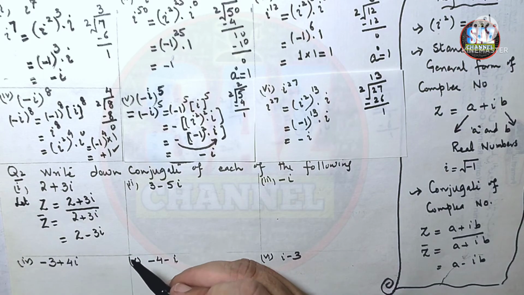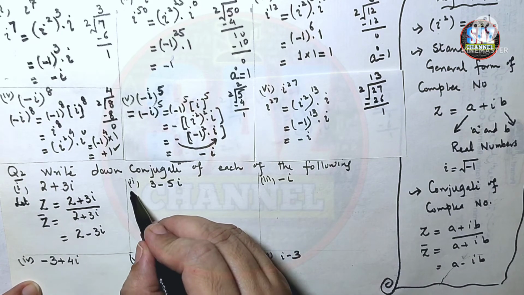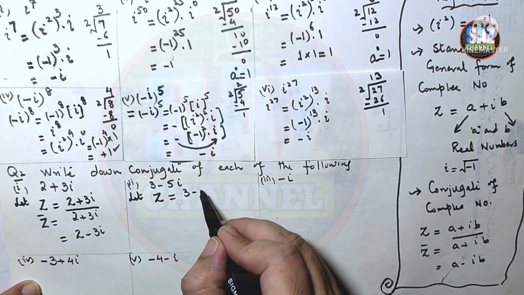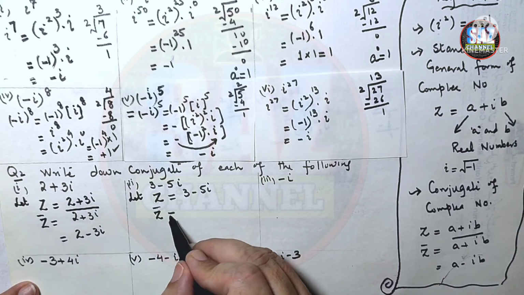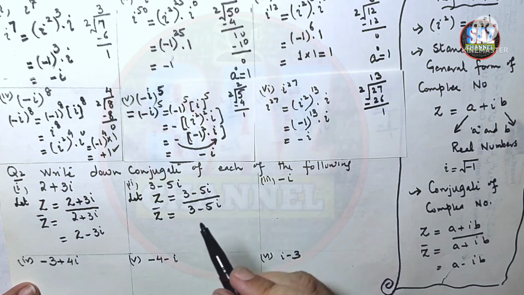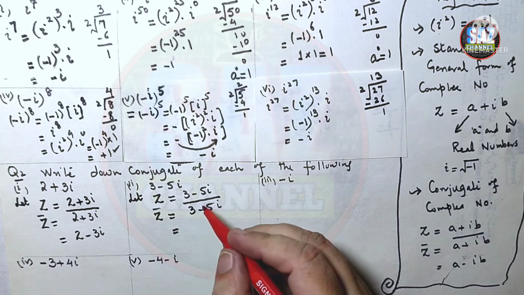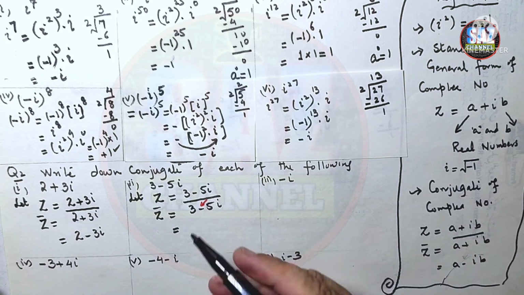Very easy question. Moving to the second part, that is 3 minus 5 iota. First step, we have to give some name to this complex number. Let z equal 3 minus 5 iota, and now z bar, 3 minus 5 iota, and I have to put the bar. And now see where the change has to come. Change will be coming on the sign of the imaginary part. Okay, so the change will be coming over here. I'm putting an arrow so that my students can understand this.